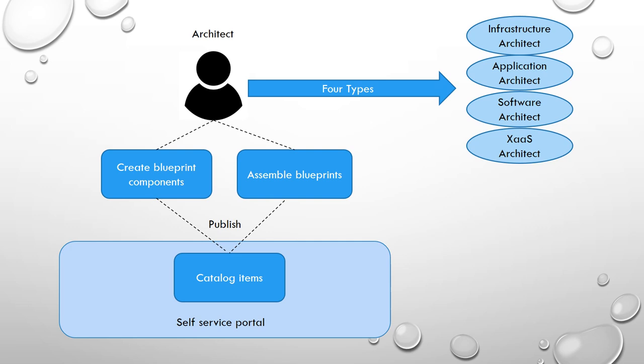The next item on our plate that needs to be discussed are the architect roles. An architect is an umbrella term used for the individuals that are responsible to create blueprint components and assemble the blueprints that define catalog items for consumers to request from the service catalog. So basically, what these architects are doing is they're creating blueprints, which when published become the catalog items, which in turn are consumed by the end users. So there are four of them.